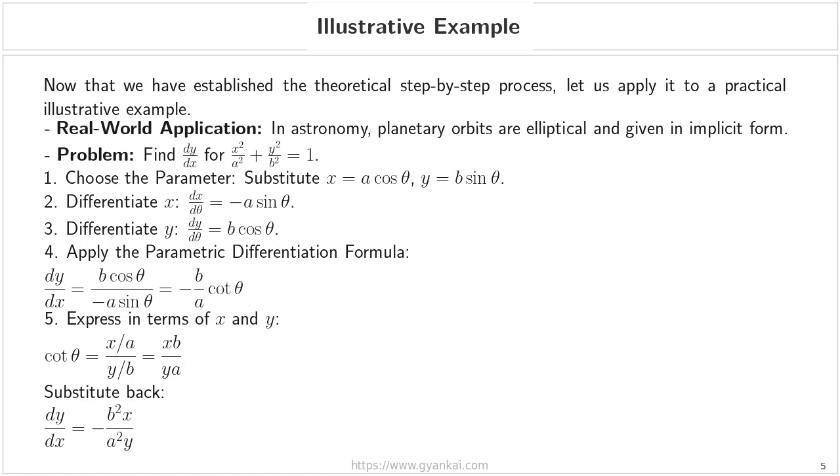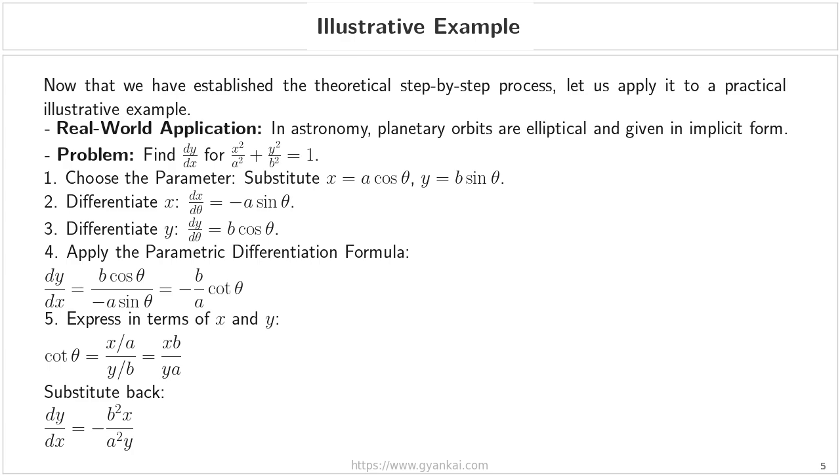Finally, in step 5, we often need to express the result in terms of the original variables, x and y, rather than the parameter theta. Since cotangent theta is the ratio of cosine theta over sine theta, we can substitute our original definitions to see that cotangent theta equals x over a divided by y over b, which simplifies to x times b over y times a. When we substitute this back into our derivative expression, we arrive at the final result. dy by dx equals negative b squared x over a squared y.